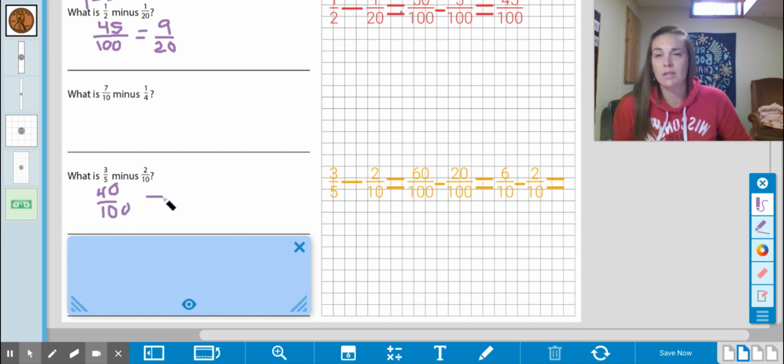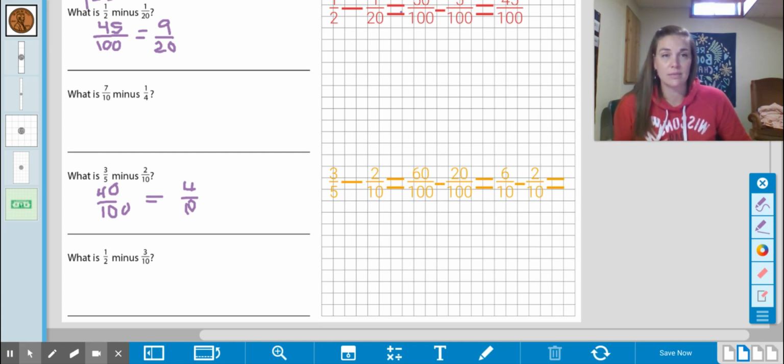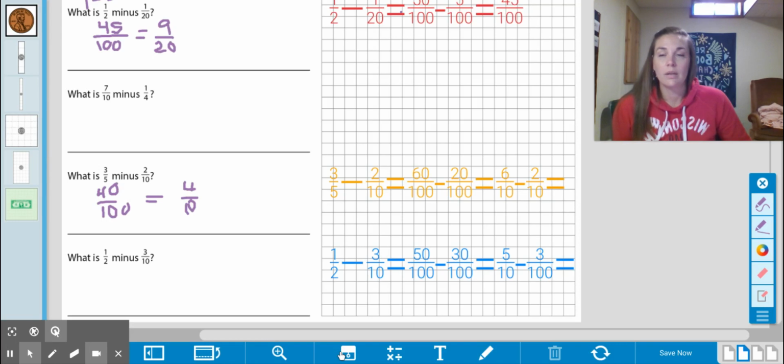All right, as we move on to our final problem, the equation that you are writing down is, what is 1/2 minus 3/10? Again, rewriting that using a common denominator, maybe that money model, and then solving. All right, as I wrote out my equation, I saw that $0.50 was the same as 50 hundredths. 3/10 of a dollar is the same as 30 hundredths. So 50 cents minus 30 cents could get me my answer of 20 cents or 20 hundredths.